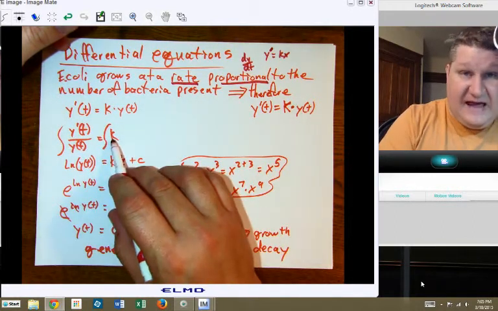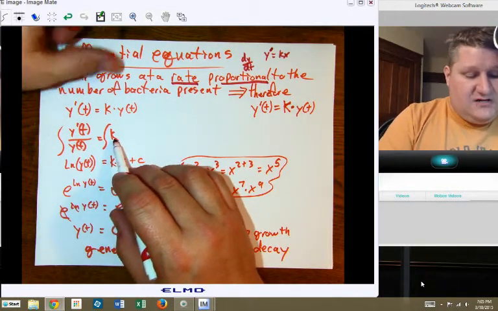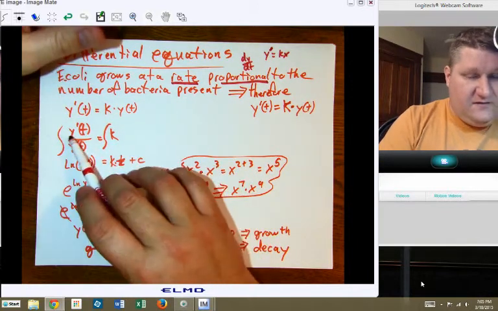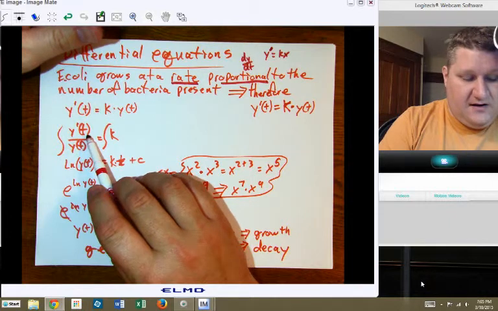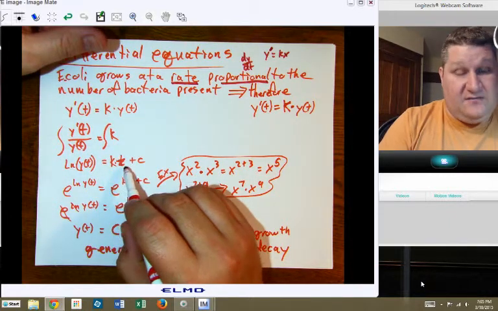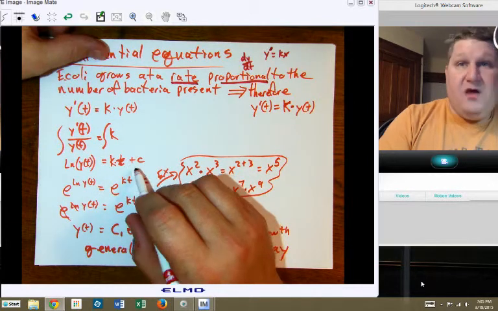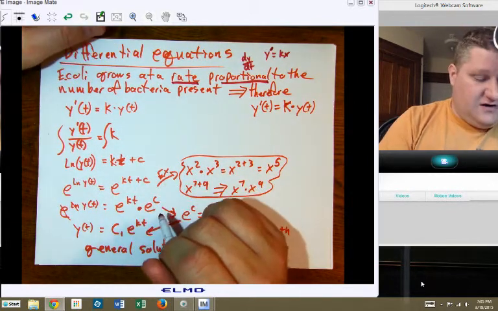Over here, you have k, that's a constant. And so if I integrate that with respect to what? Well, if y is the dependent variable, t would be the independent variable. That's why it's k times t, not kx, because t is the time variable. Plus c, of course, because it's an indefinite integral.